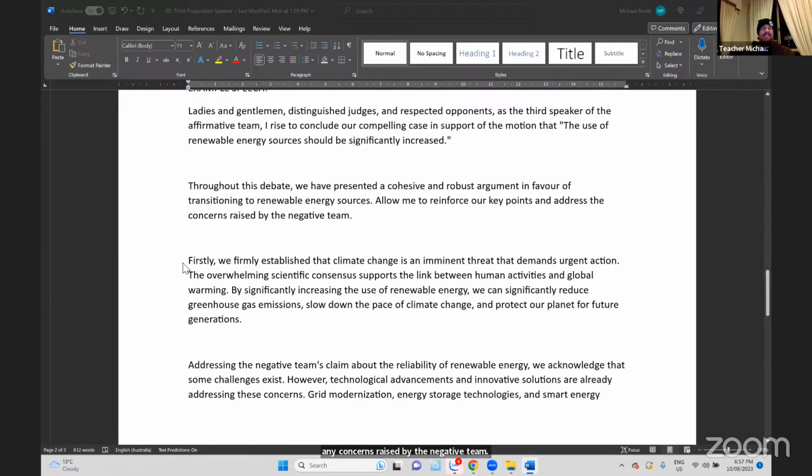So again, signposting. Firstly, we firmly established that climate change is an imminent threat that demands urgent action. So they've repeatedly stated their main point. This is serious. We need to deal with it now. The overwhelming scientific consensus supports the link between human activities and global warming. So citing a bit of evidence there, saying that pretty much all the scientists are saying that humans are causing global warming.